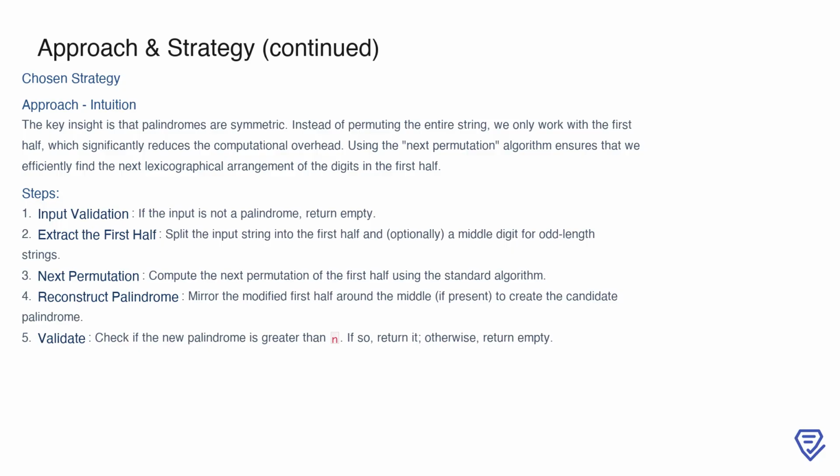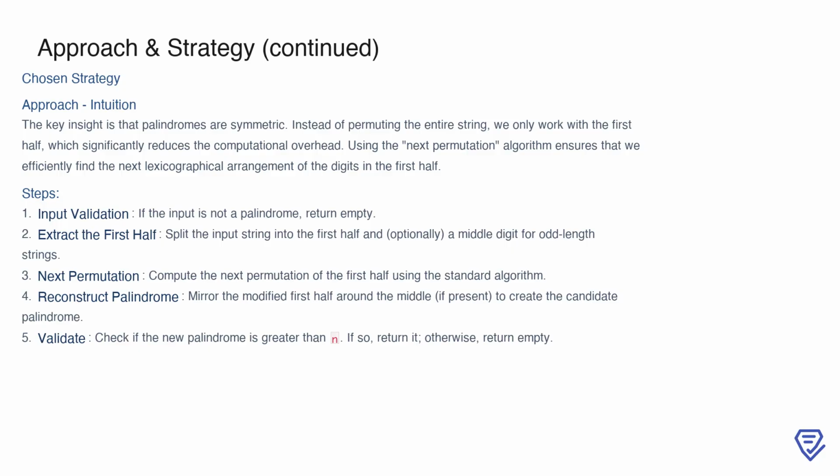The next permutation algorithm plays a pivotal role in finding the next lexicographical order for the digits in the first half. Once we have this new configuration, we mirror it to form the full palindrome. The steps are straightforward. First, validate the input to ensure it's initially a palindrome, then split the string into its first half, and, for odd-length inputs, isolate the middle digit. After computing the next permutation, we reconstruct the full palindrome by mirroring the updated first half around the center.